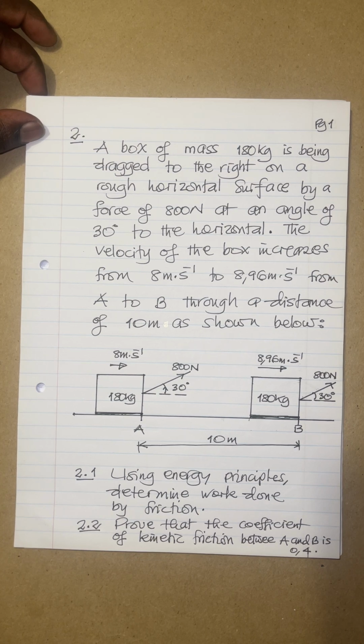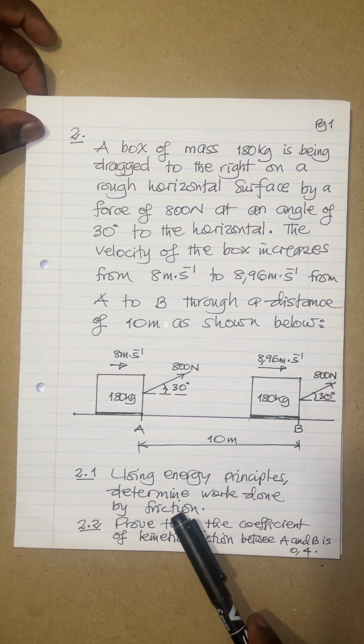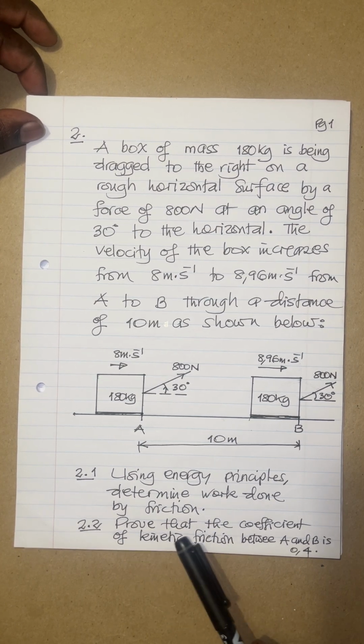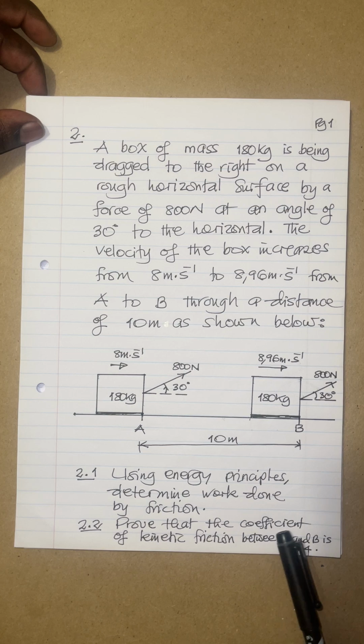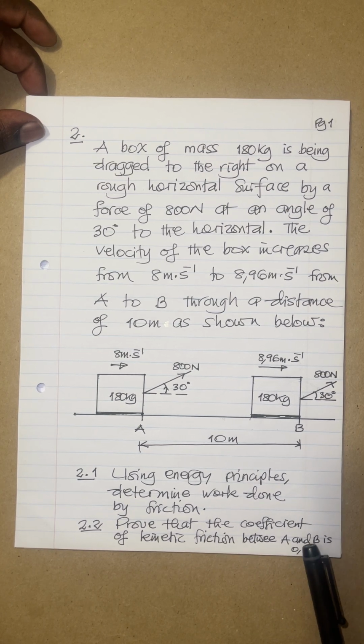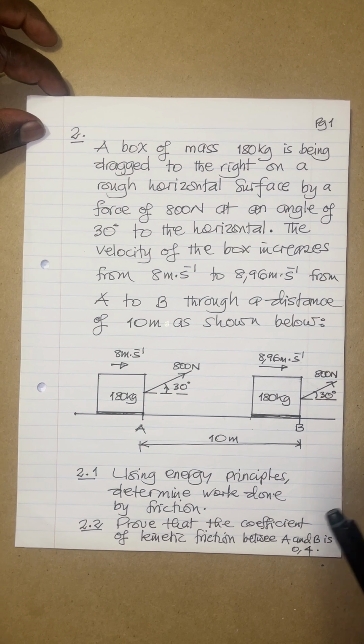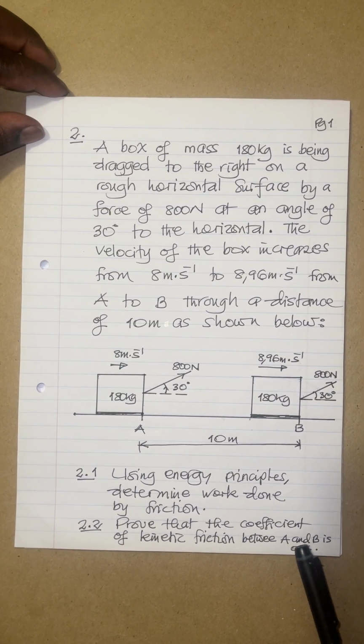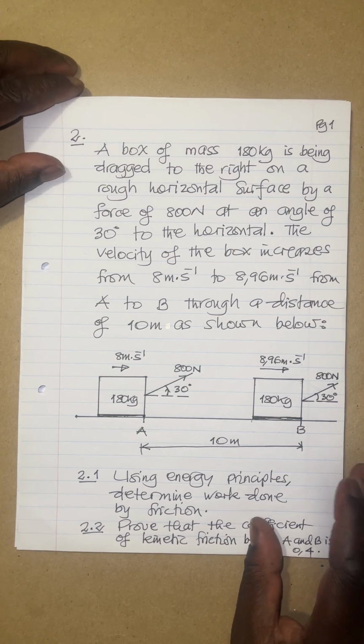Question 2.1 says using energy principles determine work done by friction. And number 2.2 says prove that the coefficient of kinetic friction between A and B is 0.4. We need to show or prove that. So how do we go about this? Here is how we approach it.